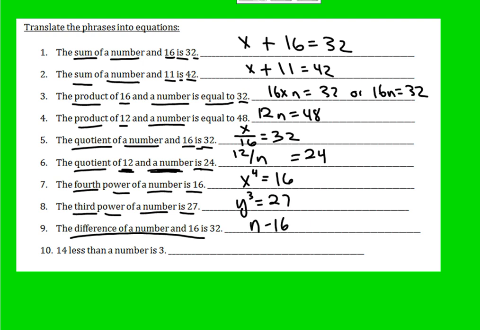So that's going to be n minus 16 equals 32, which is a little bit different than this one. 14 less than a number is 3. So 14 less than a number is 3.